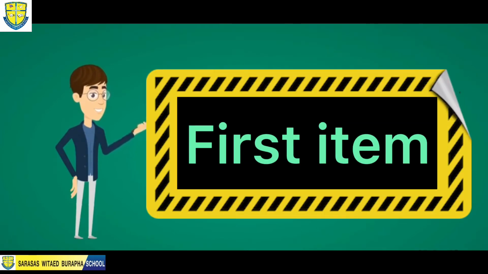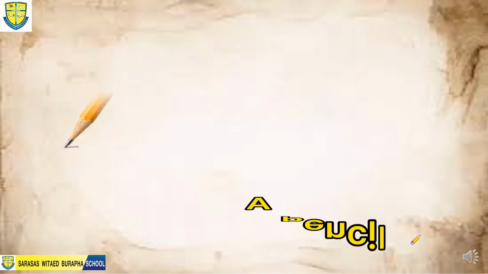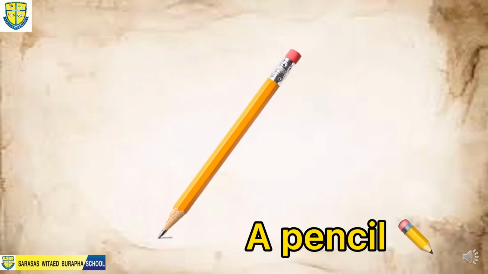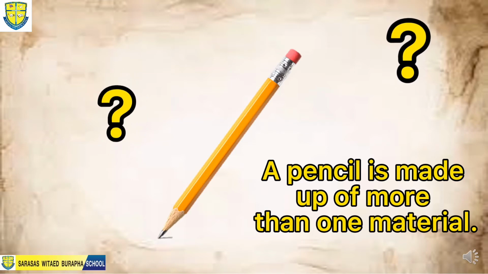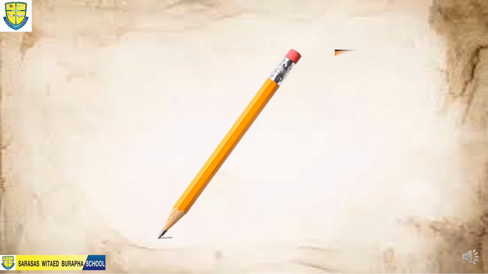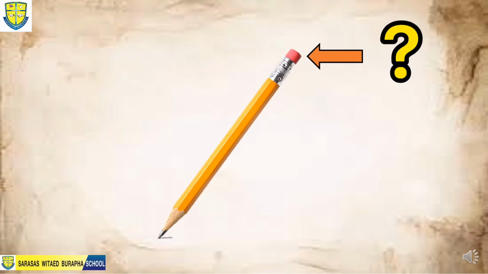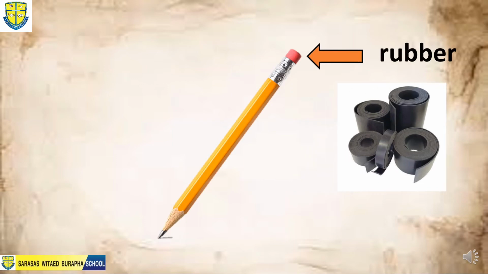Let's start with our first item. It's a pencil. A pencil is made up of more than one material. Do you know those materials? Let's start identifying them. Let's start with the eraser of a pencil. Do you know what material the eraser of a pencil is made of? If your answer is rubber, you are correct.